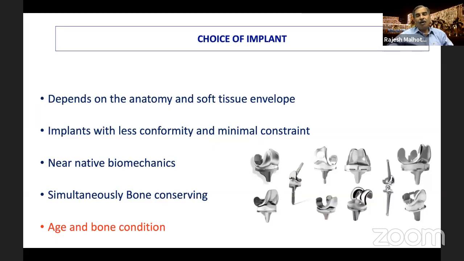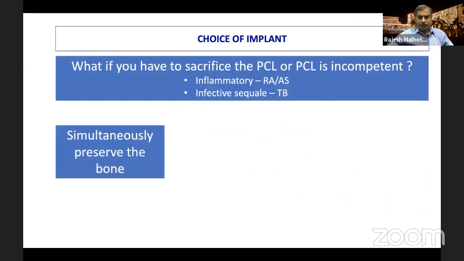Implants with less conformity and minimum constraints are preferable, because I showed you what happens when you increase the constraint where the bones are not so strong. You try to achieve near native biomechanics, and you must try to conserve bone. It's an important message I want to give. And then it depends on the age and the bone condition.